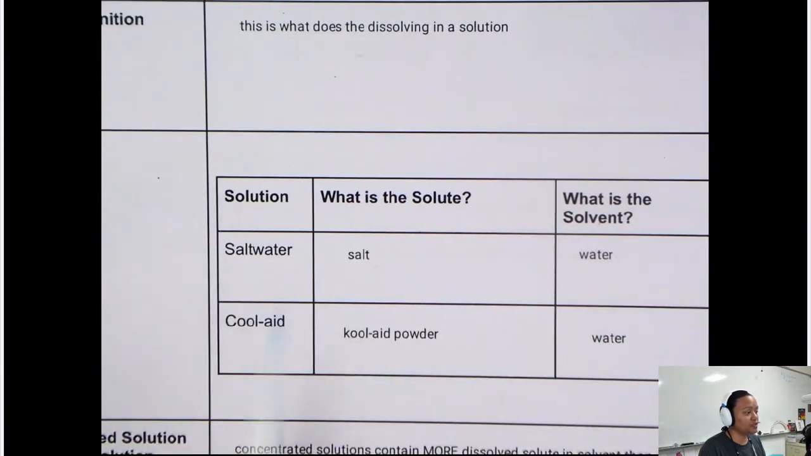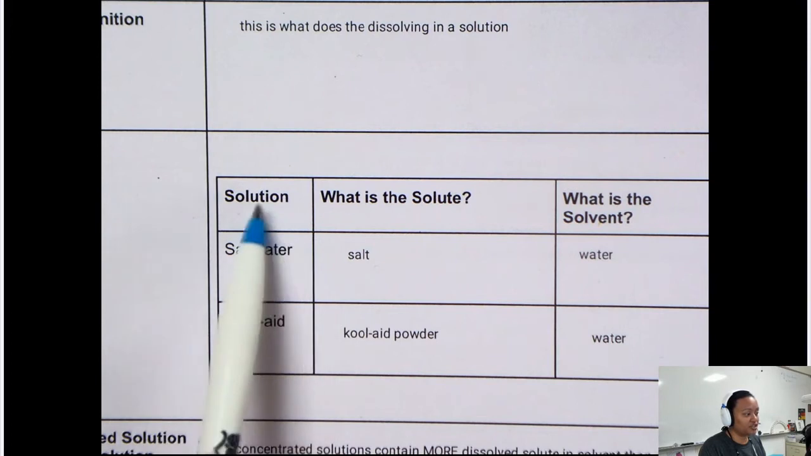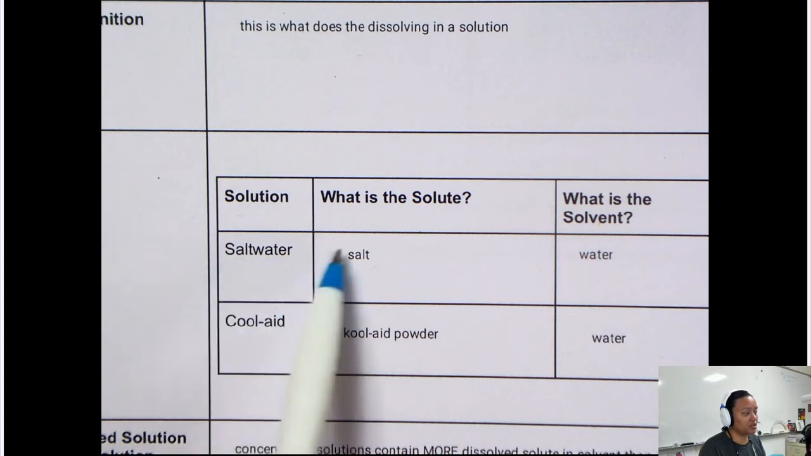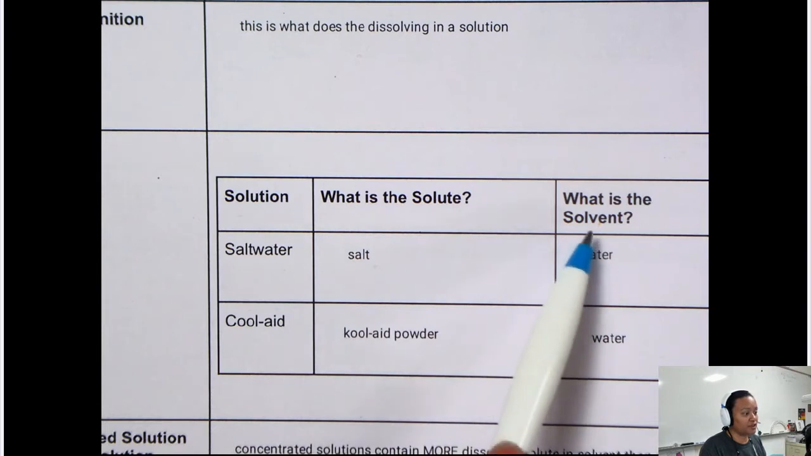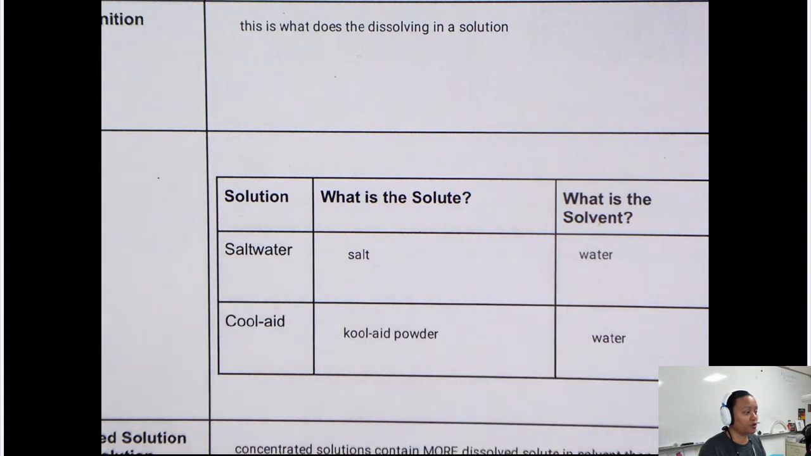So here are a couple of examples. We just talked about them. Solution, your homogeneous mixture: salt water, put salt in water, mix it together. The solute is what is being dissolved, salt. And then the solvent does the dissolving, and that's the water. So the salt is being dissolved in the water. And here again is Kool-Aid, and yes, I spelled it wrong there. It should be with a K. Kool-Aid powder would be the solute, and then the solvent is what the Kool-Aid is dissolved in. So the water is the solvent, and again, the Kool-Aid is the solute.